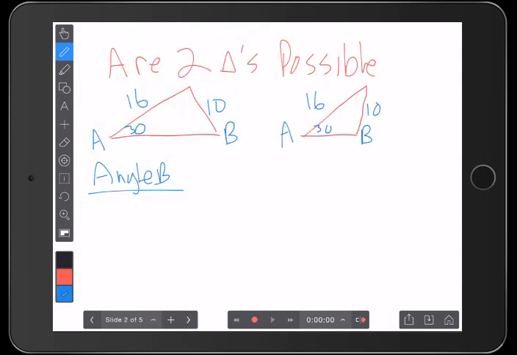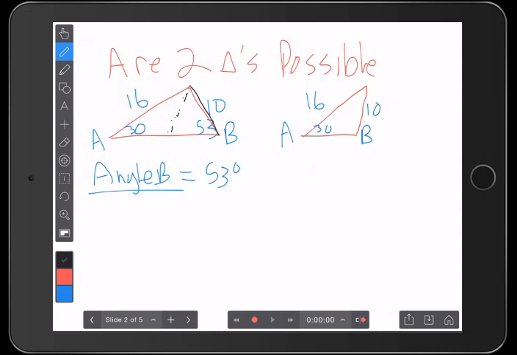So we got angle B to equal 53 degrees. So that means that angle right there is 53 degrees. Now the question is, is it possible to have two triangles? And so here's what we do. We take this side right here and we make an isosceles triangle inside the larger triangle.